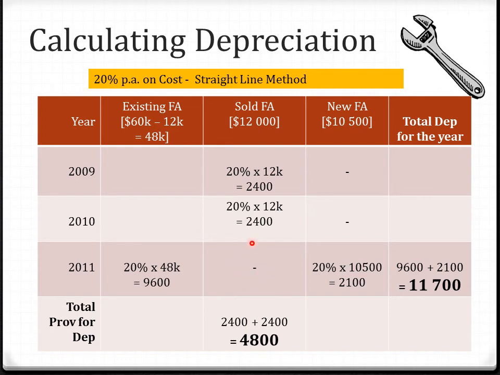Okay, if you remember just now, what was the clause? The year that you sell, 2011, you do not provide for depreciation. So the year that you sell, you do not provide for depreciation. Hence, you have already found a very important figure: the total provision for depreciation for this sold fixed asset, 4,800, which you are going to take out from the provision for depreciation account.